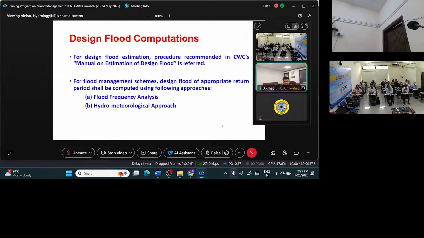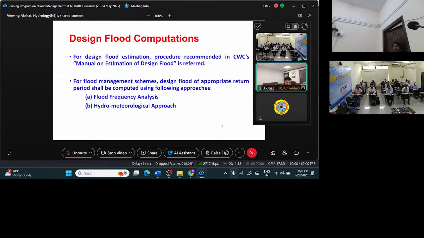For design flood estimation, the procedure we follow is the Central Water Commission's Manual on Estimation of Design Flood. For flood management schemes, design flood of appropriate return period shall be computed using two approaches: flood frequency approach and hydrometeorological approach. Flood frequency approach is used when you have discharge data available at the project site or nearby to that location. And hydrometeorological approach basically uses the synthetic unit hydrograph method.